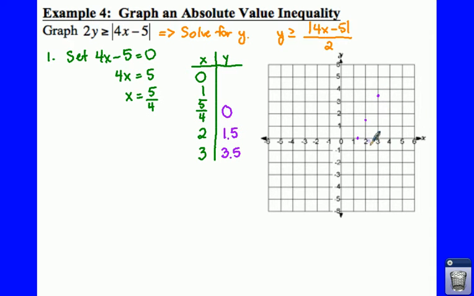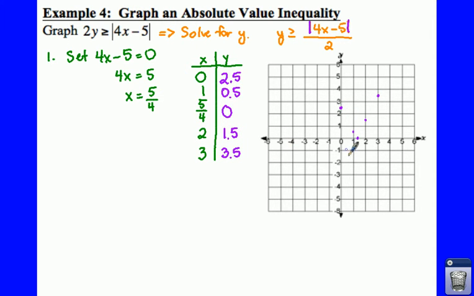Now the next thing you need to do is plug your other values in. Plug your 1 in. So if you plug a 1 in here, you get 4 times 1 is 4. 4 minus 5 is a negative 1. But because of our absolute values, absolute value of negative 1 is a 1. 1 over 2 is a 1/2, or 0.5. So you're going to go over 1, up a half. And then for 0, you plug a 0 in there. 4 times 0 is 0. 0 minus 5 is negative 5. Absolute value of negative 5 is 5. 5 over 2 is a 2.5. So 0, 2.5.